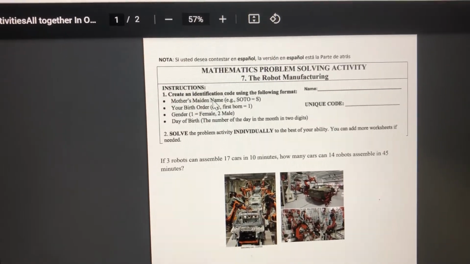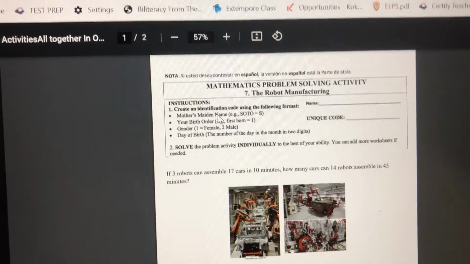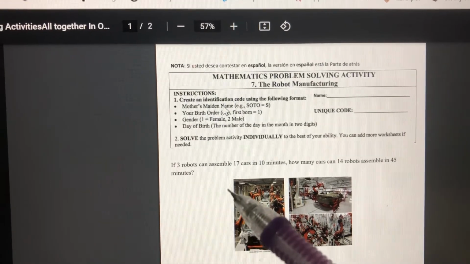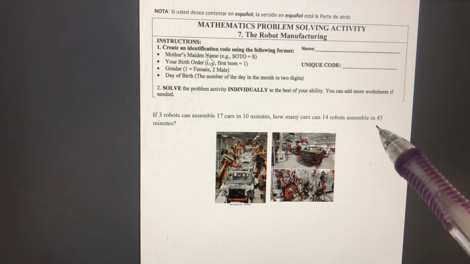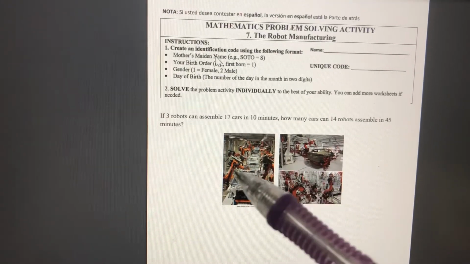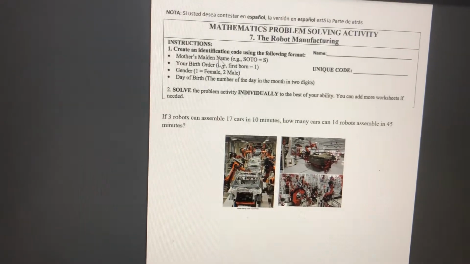The title of our problem is the robot manufacturing, and our question says like this. If 3 robots can assemble 17 cars in 10 minutes, how many cars can 14 robots assemble in 45 minutes? Then below we have a picture of the assembly line and the robots assembling the cars.